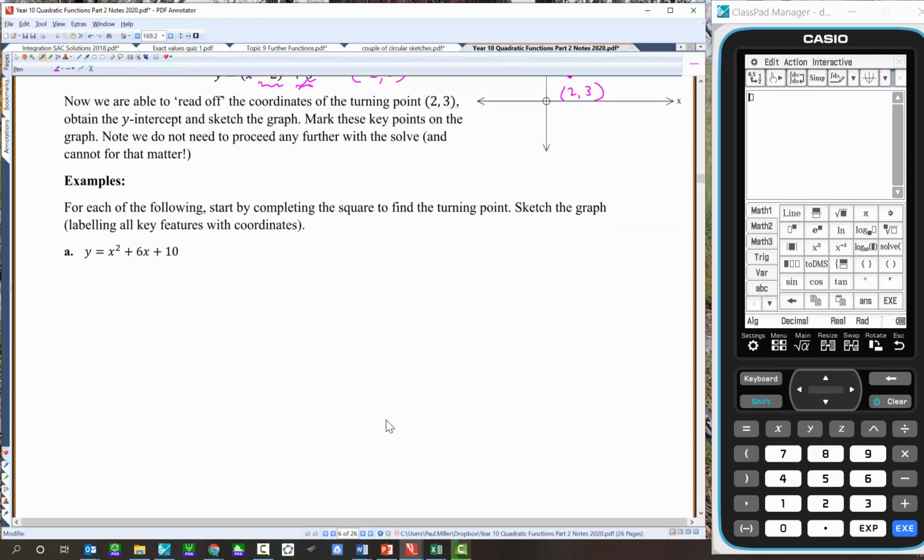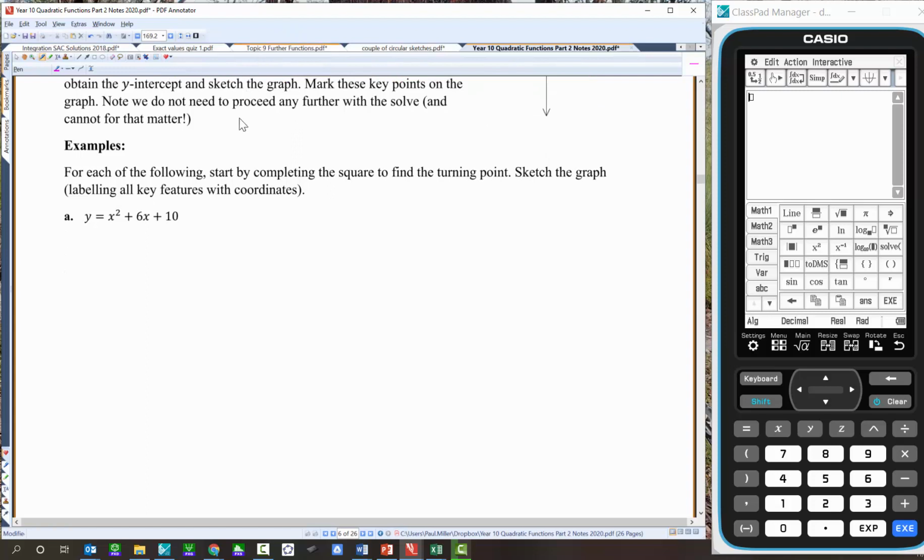So let's do a couple of examples. For each of the following, start by completing the square to find the turning point and sketch the graph, labeling all key features with coordinates. Right, so what's the turning point going to be? So let's do it. We're going to fence that off, and we're going to say that this is x squared plus 6x. Halve it and square it and add it. So we're going to add 9 or 3 squared, plus 10.